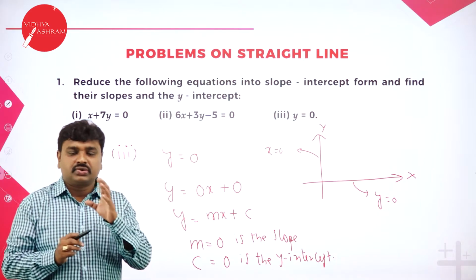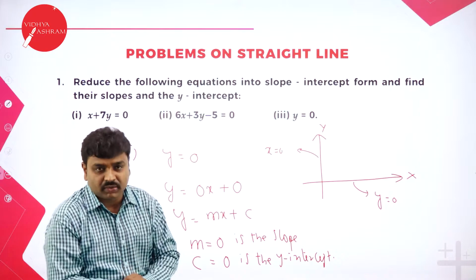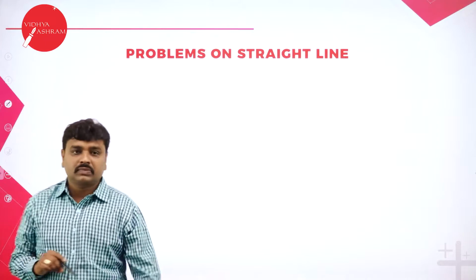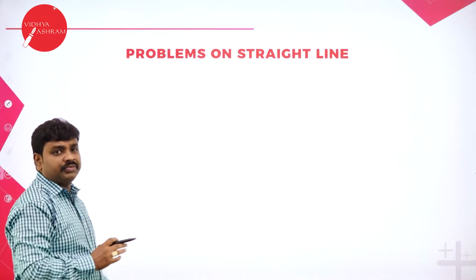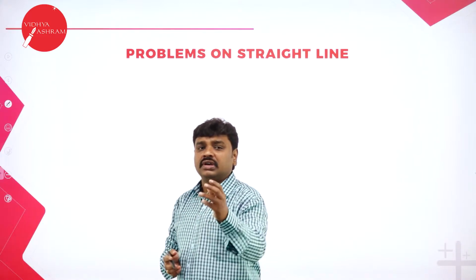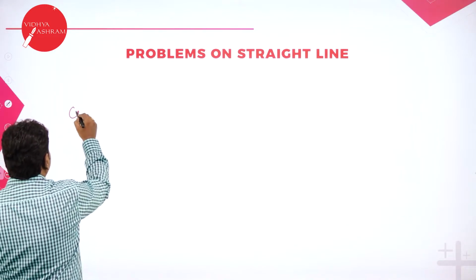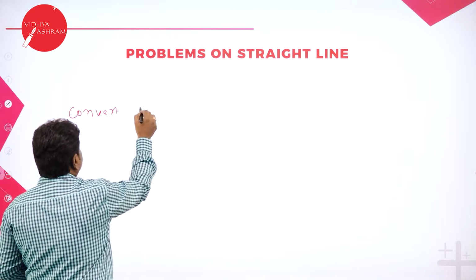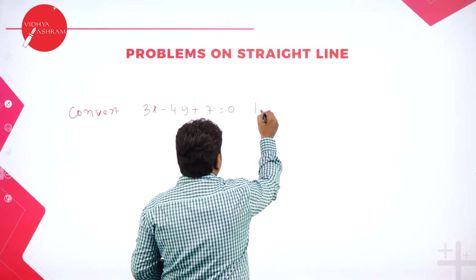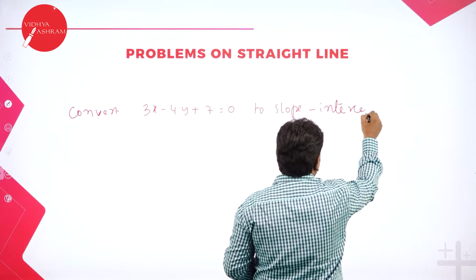I hope all of you understood slope intercept form. What is slope intercept form? y is equal to mx plus c. What is m? Slope. What is c? Y-intercept. Now I'll take some problems on straight lines where you can find the equation of a line, or we can convert and recognize. Suppose I ask you to convert 3x minus 4y plus 7 equal to 0 to slope intercept form, this is a question.